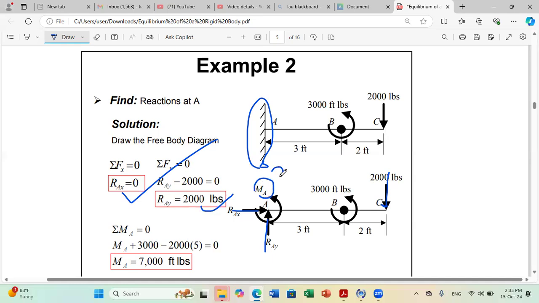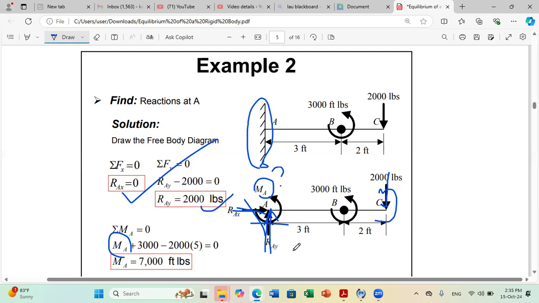To solve for your couple, you can select sum of moment about any point in the figure. Please remember, the moment is not like a force, it's a free vector. What do I mean by this? If I have a force passing by A and I do sum of moments about A, this force cannot produce any moment about A. But if I have a couple at A and I want to do sum of moment about A, I should include the couple because the couple is a free vector. I can put it at A, at B, at C, nothing will change.